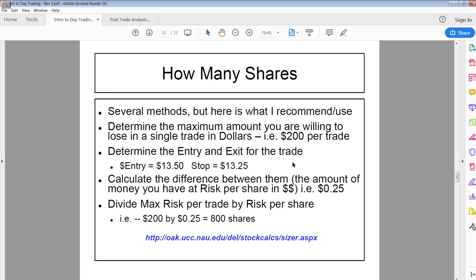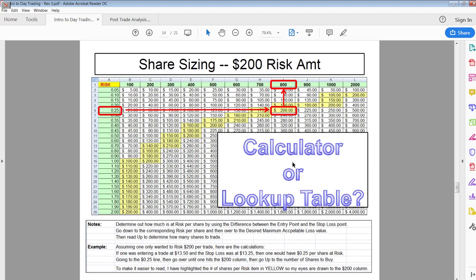If I were looking to risk no more than $200 on a trade, and I had a stock that I have an entry at 13.5 and a stop of 25 cents lower at 13.25, I calculate the difference is 25 cents, and I divide that into 200 and come up with a maximum number of shares of 800 that I can buy. Does that tell me I have to buy 800? No. It just says you cannot buy more than 800.